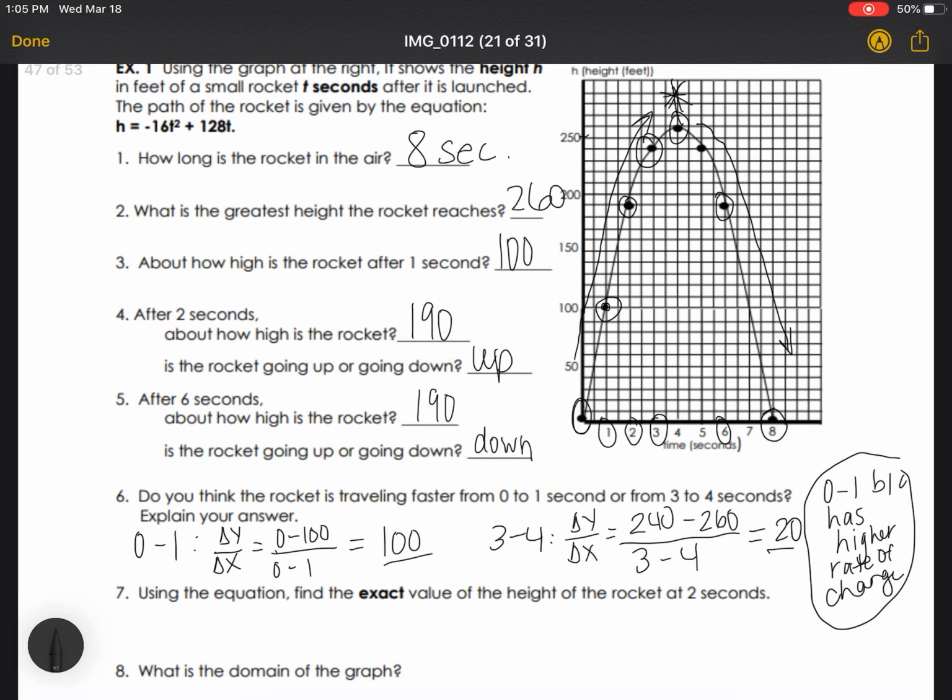Okay, now it says using the equation, find the exact value of the height of the rocket after 2 seconds. Remember, t is representing our time here, so it looks like we have to plug in 2 for t into the equation that they give us, which is negative 16t squared plus 128t. So anywhere you see a t, you're just plugging in 2. You can type the whole thing into your calculator exactly how you see it. So negative 16 times 2 squared plus 128 times 2. I should be getting 176 feet.